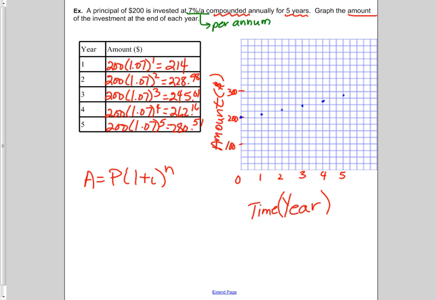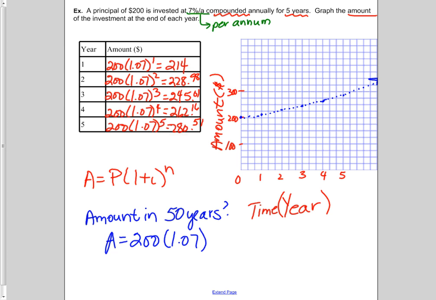It's hard to see exponential growth in such a short time frame. Let's just have a look way down the road. What would the amount be if we left that $200 for, let's say, 50 years? So we put in our $200 at 7%, which is not a bad rate, for 50 years.